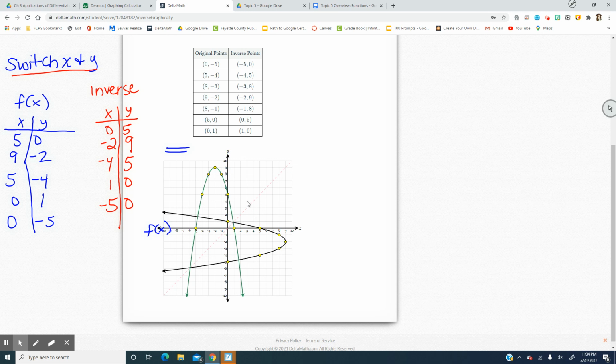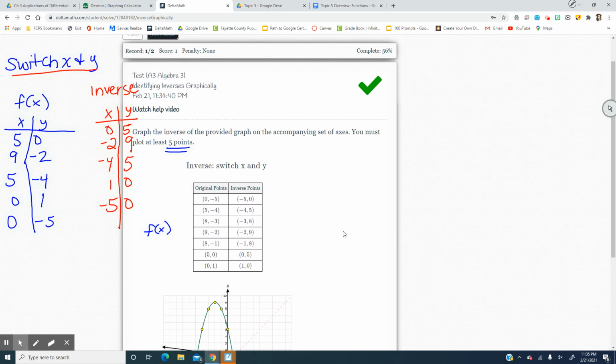This dotted line is a line of symmetry, so anytime you graph an inverse function, it's going to be a reflection. So I should be able to fold this graph along this dotted line, and this parabola should match up perfectly to the other one. Or I could hold a mirror right here, and I would see that graph. So that's what you'll do for each of these. I think you have to do 2 of them. So good luck with this assignment.